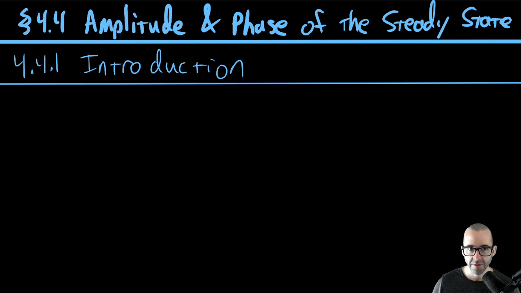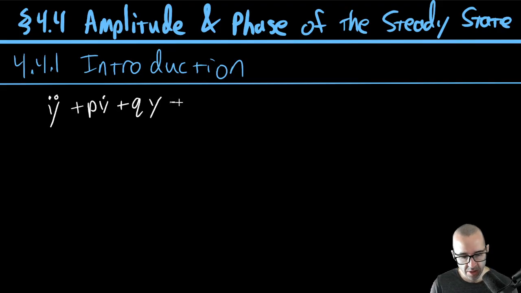Welcome to section 4.4, where we're going to end this chapter on forced harmonic oscillators by doing some analysis about the amplitude and the phase angle of the steady state. So, just as a quick reminder, we are still talking about the same forced harmonic oscillator that we're looking at.